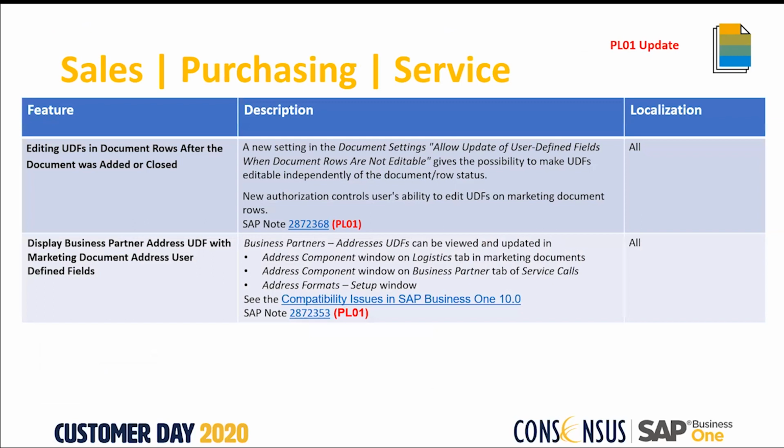A few more sales and purchasing and service updates. You're now able to edit user-defined fields in the document rows in documents that are not editable. What does that mean? Usually, if I added an invoice to the system and I want to go back and edit a user-defined field at the row level, it's blocked because generally invoice rows are blocked. But now I have a setting for that, and I can say that yes, I'm allowed to edit UDFs on the marketing rows. And this is regarding the UDFs in the header. So now the UDFs can be viewed and updated in the marketing documents, in the business partners, in the service call, and in the address format. So they're really part of your overall address format in the system.